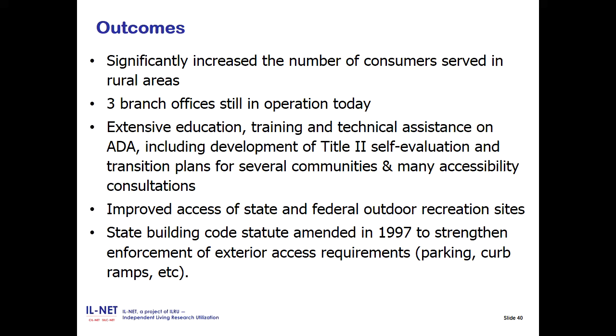One that was a few years in the making, but definitely started through our local efforts, was an amendment to the State Building Code statute in 1997 to strengthen enforcement of exterior access. Prior to that time, the state building inspectors and local building inspectors didn't enforce anything outside the building door. So really from that grassroots level, working in the rural areas to improve access, it became clear that the only way to really address it was a statute change.